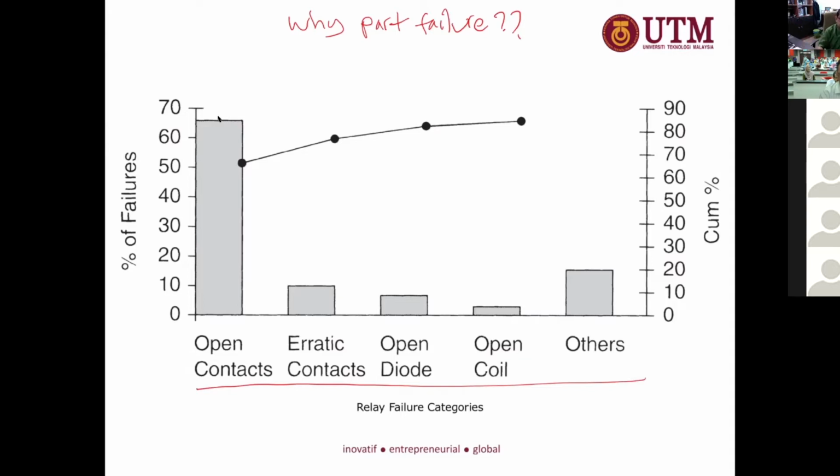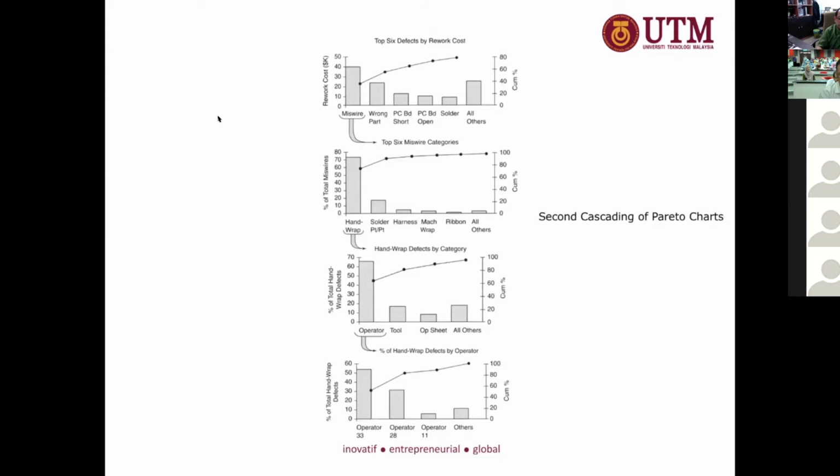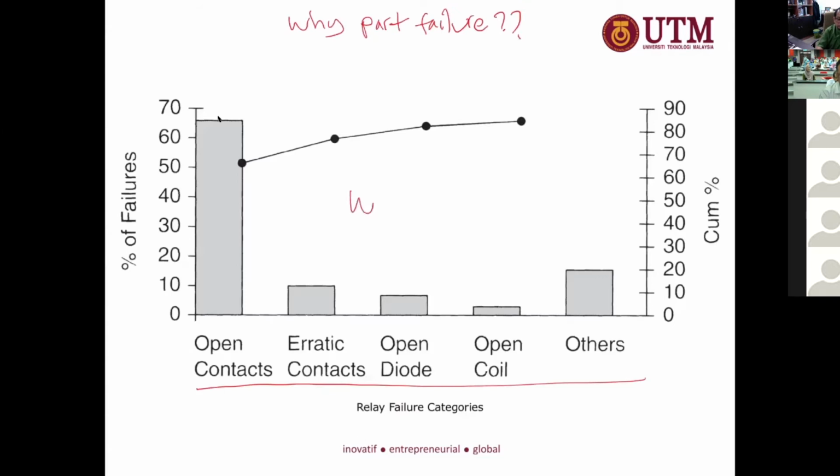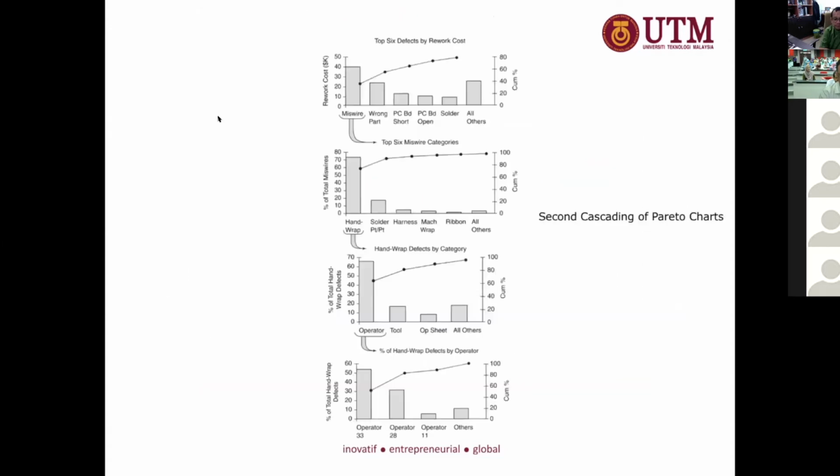So why open contact? We have to find out the reason why open contact. Maybe it is because of miswire, wrong part, short, open, solder, and so on. Then next, why? Because of hand wrap.